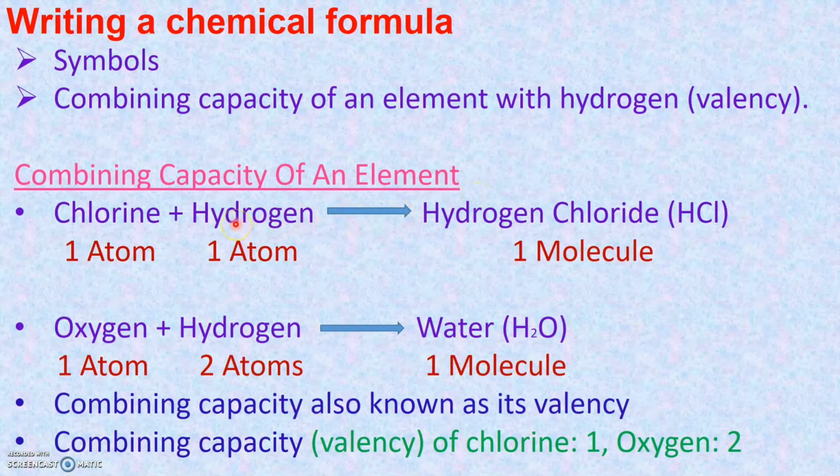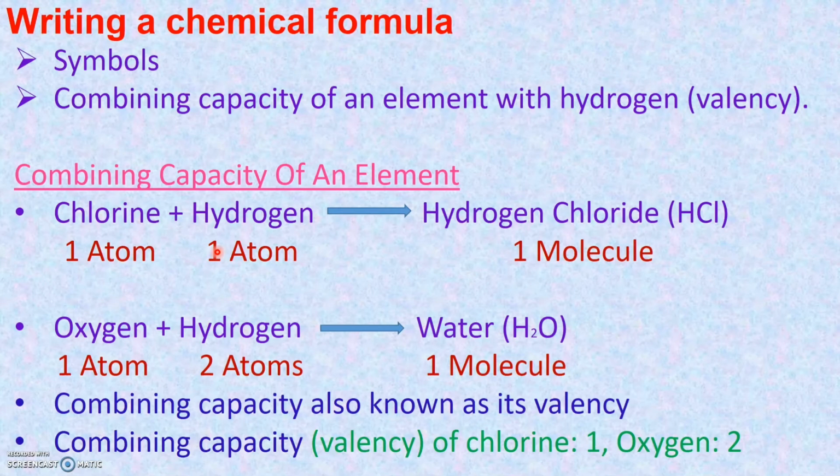The combining capacity of an element is the power of an element to combine with other atoms when it forms a chemical compound. Combining capacity of an element is otherwise called its valency. Let's see an example here. For the formation of a molecule of hydrogen chloride with the chemical formula HCl, one atom of chlorine combines with one atom of hydrogen.